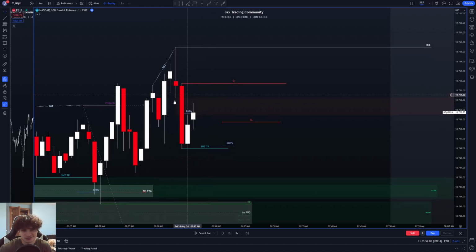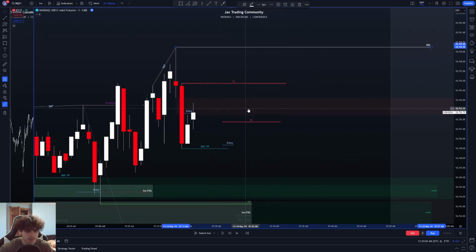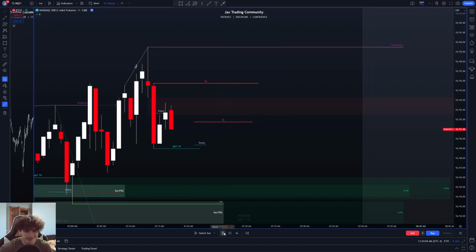So we enter this fair value gap. You can put your entry right here. Your SMT TP would be here, and this would be a protected high. I'm actually gonna label this as protected high.